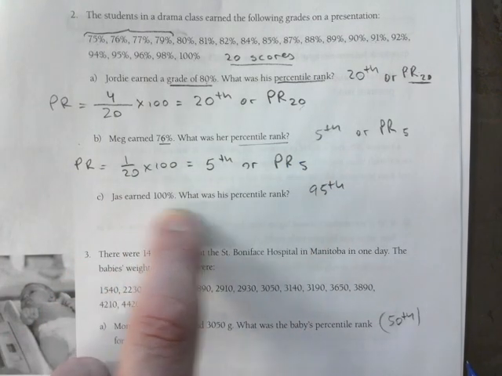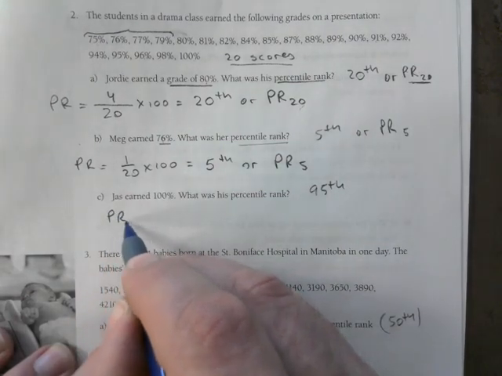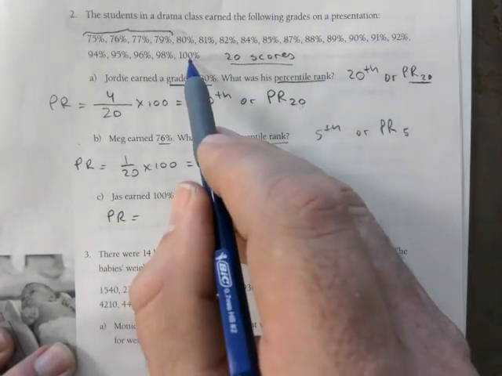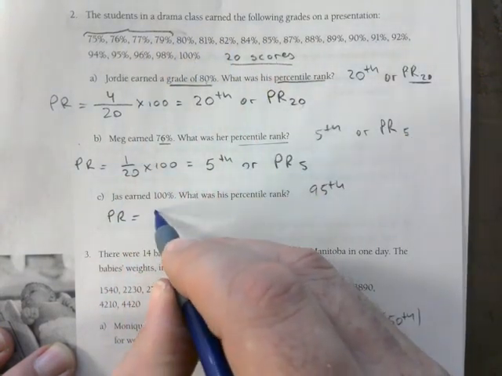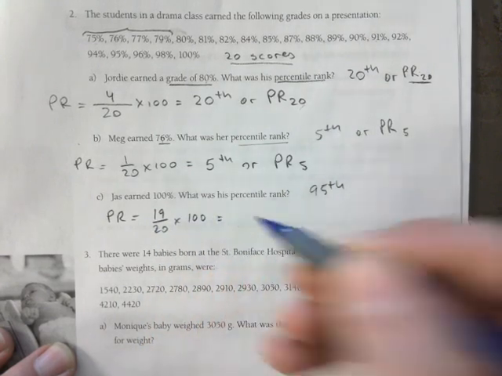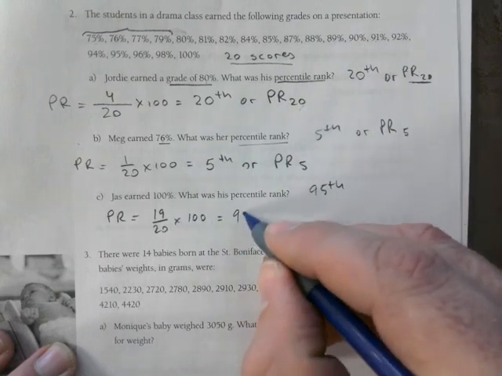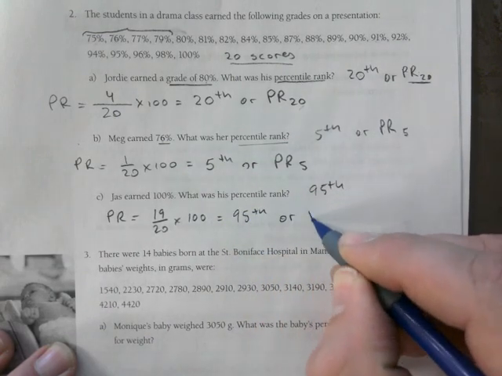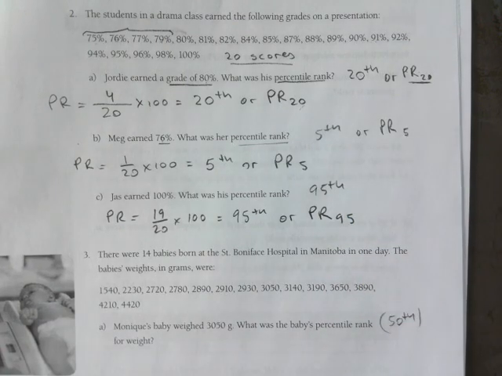Jazz earned 100%. What's the percentile rank? So PR 100 is right here. There are 19 scores that are less than. So 19 over 20 times 100. And that is, it is possible. Did you say impossible? Anybody say impossible? I thought I heard 95th or PR 95. Both of them are acceptable ways to do that.